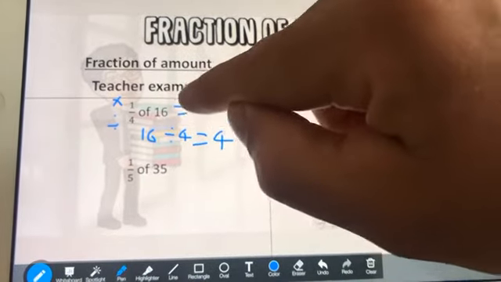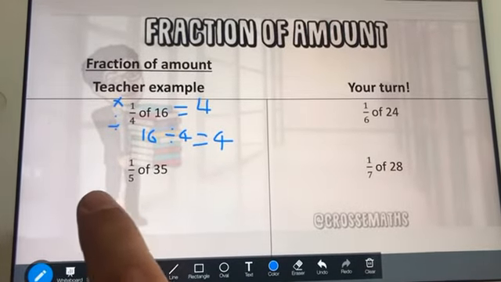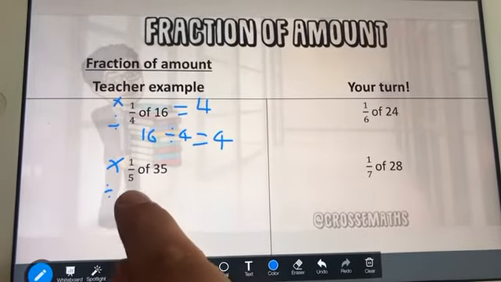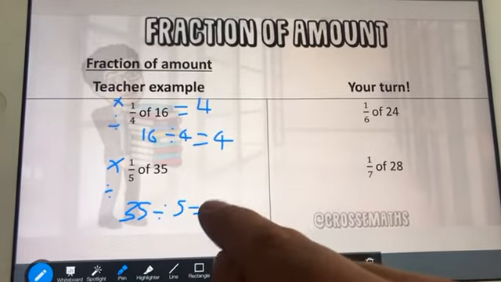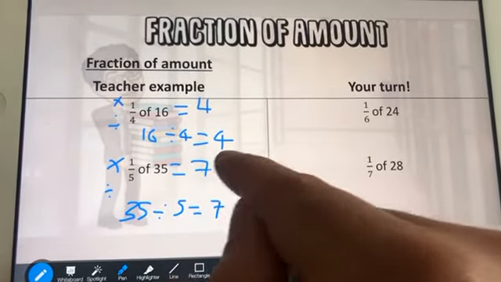So my answer is just 4. Same thing on the one underneath. Divide by the bottom, times by the top. 35 divided by 5 gives me 7. I'm going to times by the top, but if you times anything by 1, it just gives itself. So my answer is still 7.